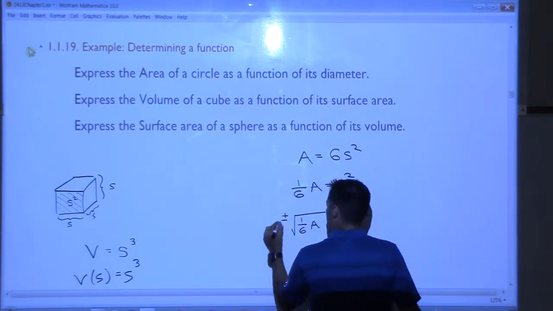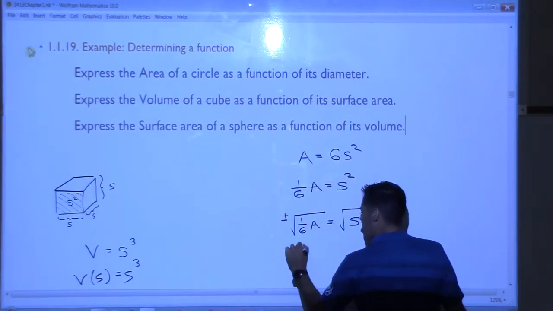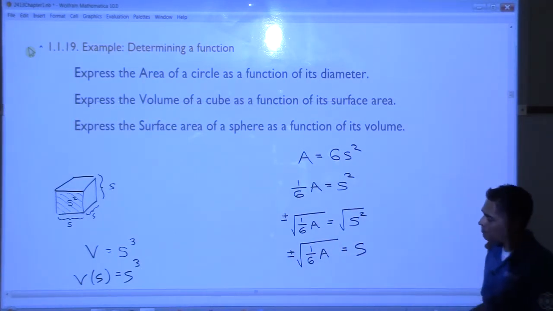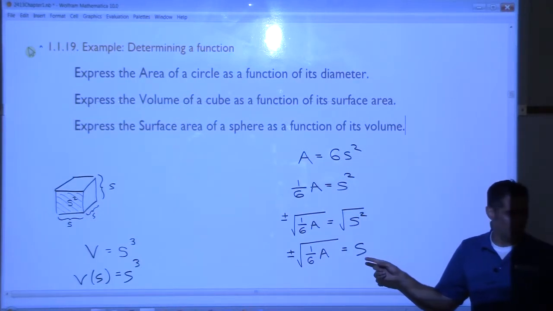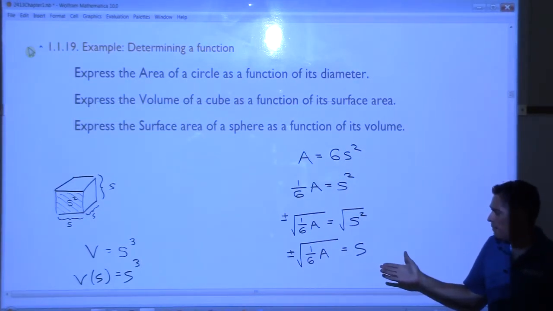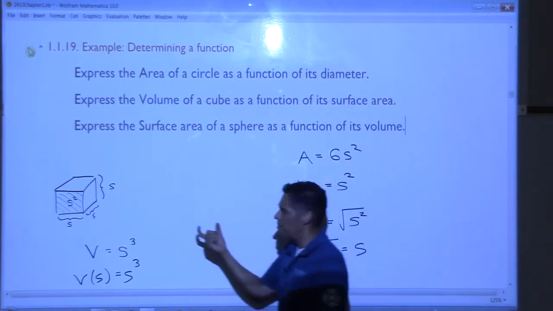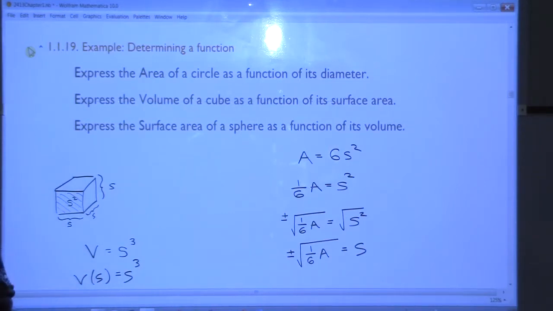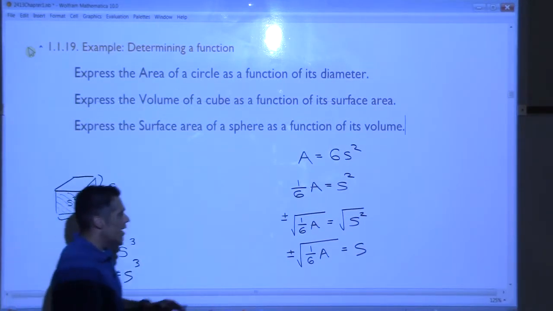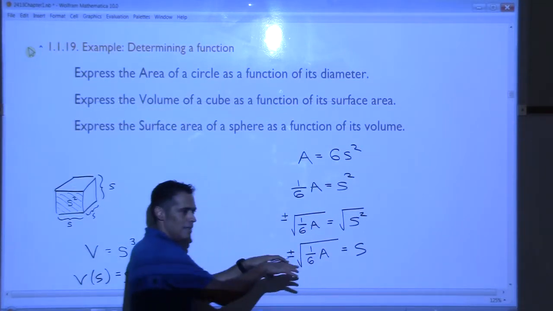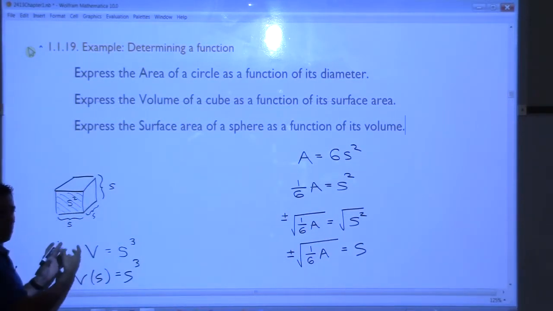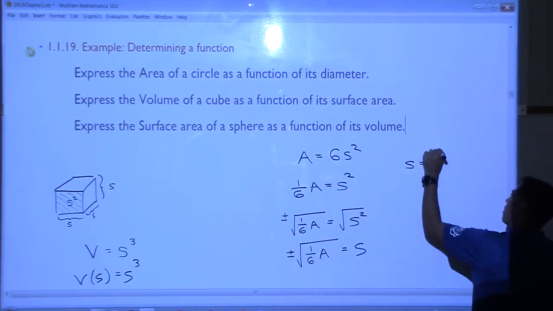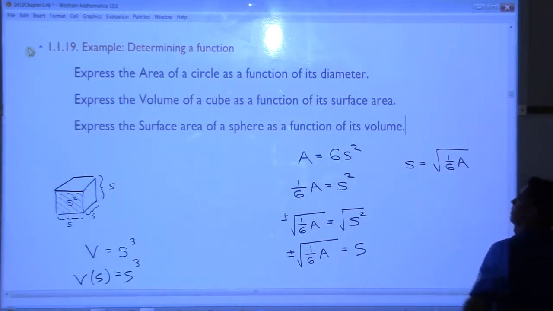So I'm going to say plus or minus this. Now this side is going to be plus or minus the square root of 1/6 a equals s. Now we are going to throw out the negative one. Now why are we going to throw out the negative one? Because s is the length of the side of a cube, and we are going to assume that the length of anything is not negative. I mean, it can't be negative, right? So algebraically, we have two possible answers, but within the scope of the problem we're working, only one of those makes sense. So we have s is equal to the square root of 1/6 a.